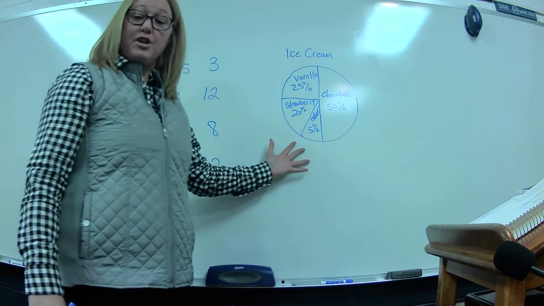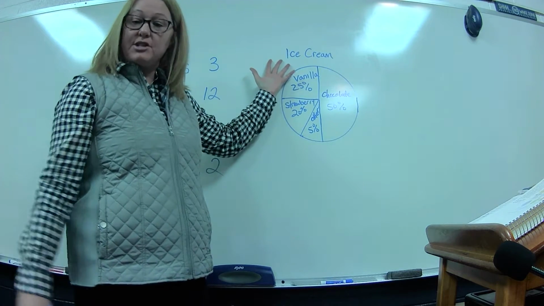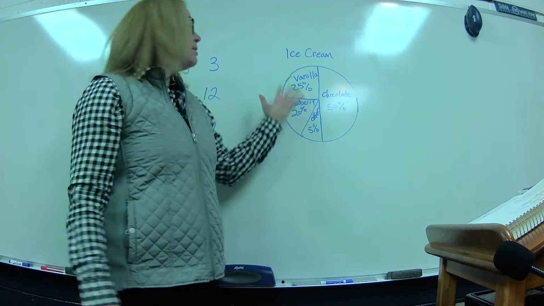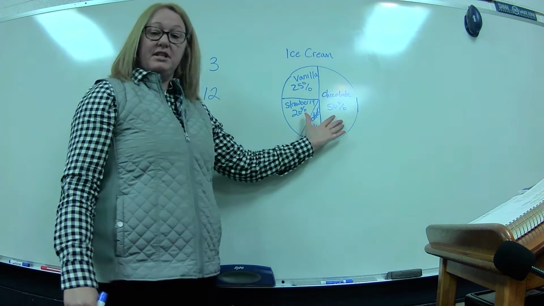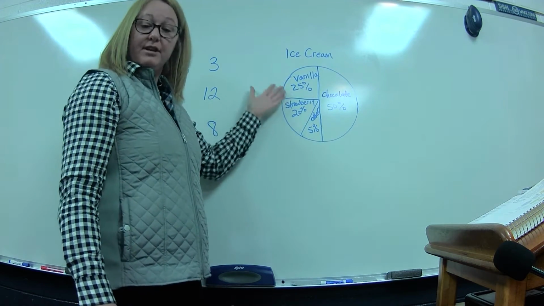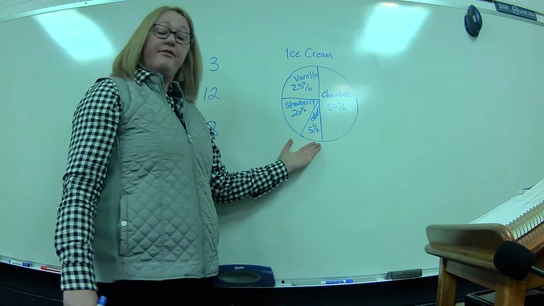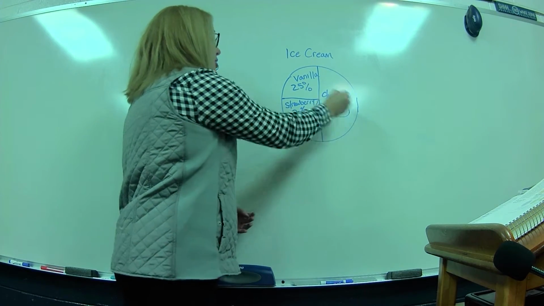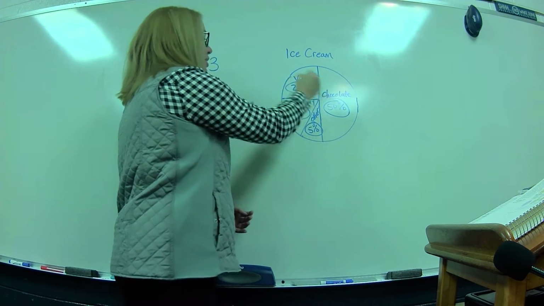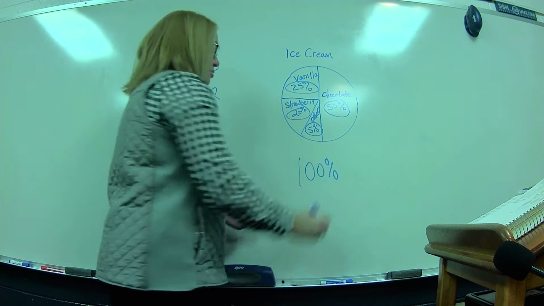This is, again, just for demonstration. We would have a title, so I put ice cream flavors, and people would have been surveyed. 50% like chocolate, 25% like vanilla, 20% like strawberry, and 5% like other. One thing you will notice is that the percentages of a circle graph must equal 100%.